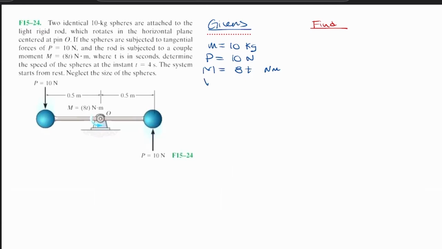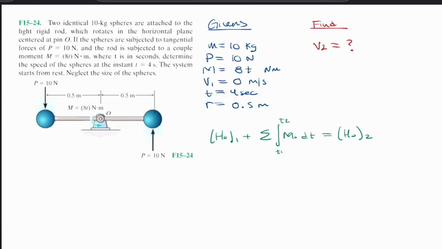We have velocity 1 is 0 because they start from rest, so 0 meters per second. We have to find this at time equals 4 seconds. And notice also here, our distance r is equal to half a meter. And we are looking once again for V2. So we're going to do a pretty similar approach like we did before. Notice that because my initial velocity is 0, then my angular momentum at the beginning would also be 0. So this simplifies things a little bit more.